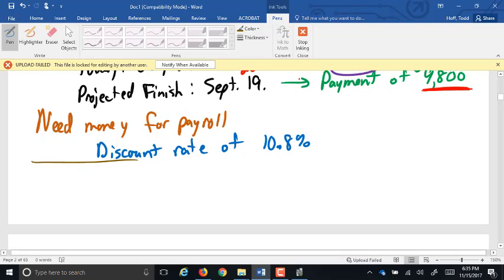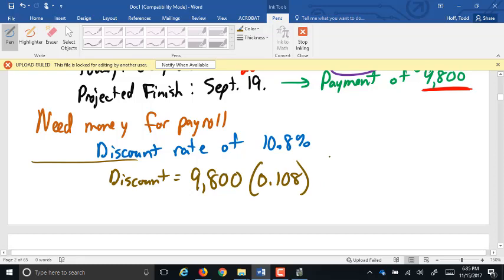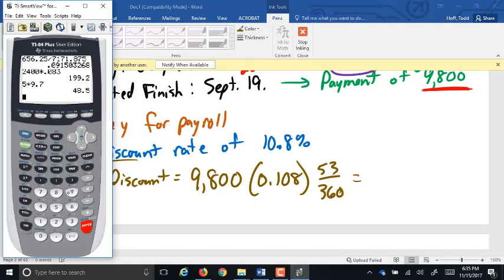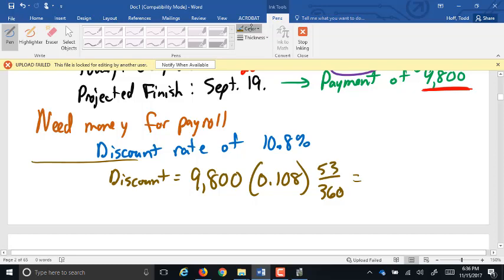Okay, so your discount is going to be off the $9,800 at 0.108, the 10.8%, for 53 days. 53 over 360. $155.82. Does that look right?